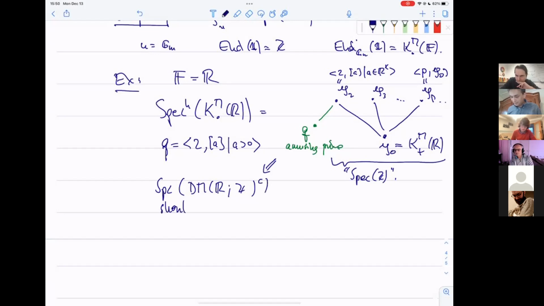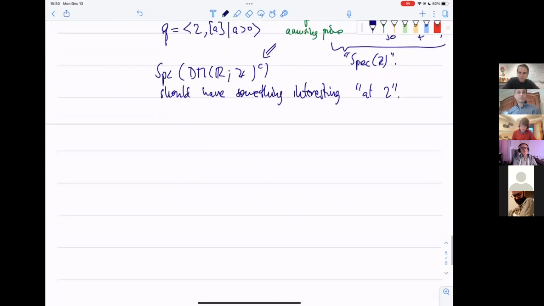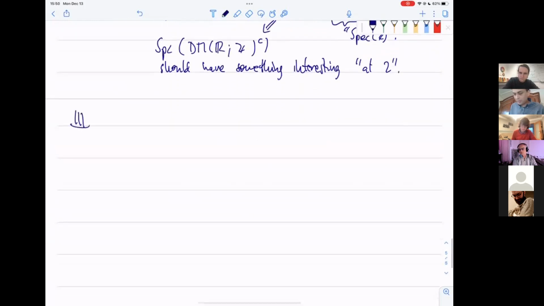Should have something interesting at 2. Okay. So another variation you can do on this theme of motives, and this will be my third part, is to do variants of DM, so simpler variants.